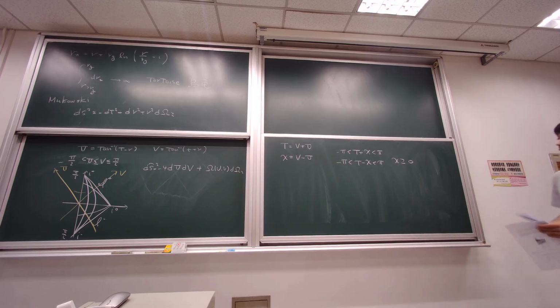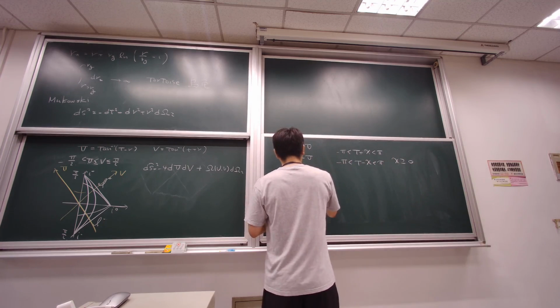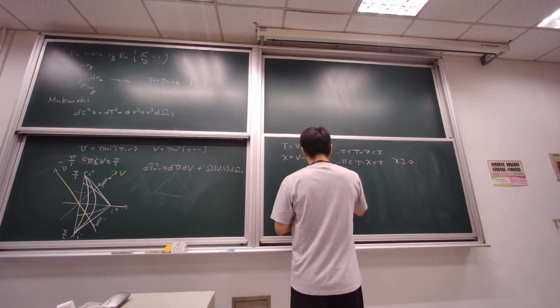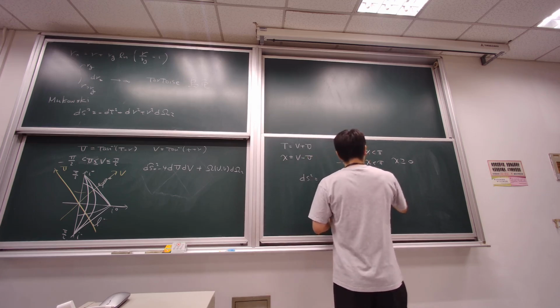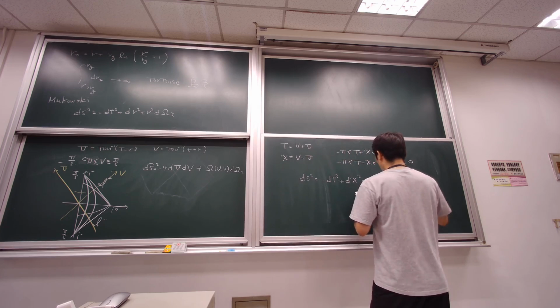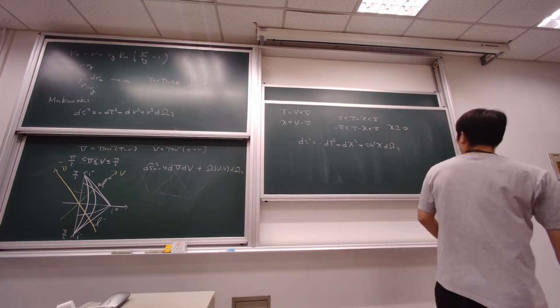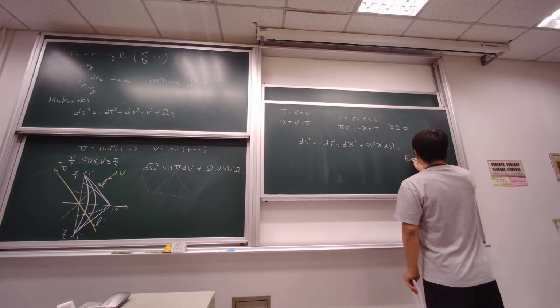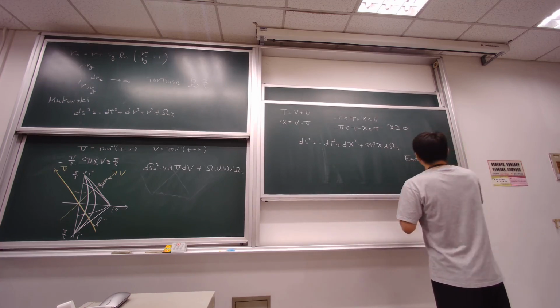Then, if you write down the metric of this one, we can write that ds squared is equal to minus dt squared plus d chi squared plus sine squared chi d omega squared. So that's the metric, and this is called the Einstein static universe.